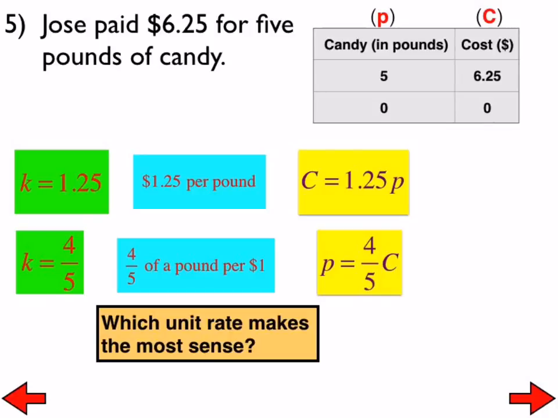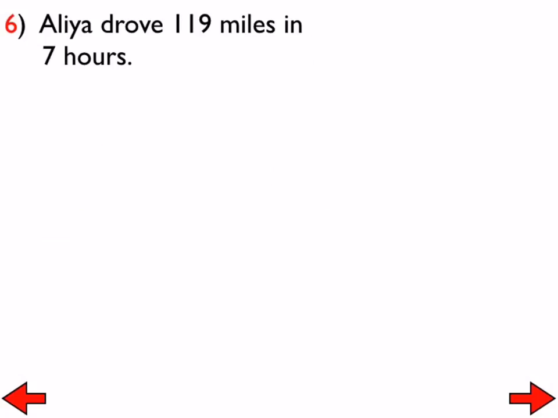And obviously, in this word problem situation, one unit rate is going to make more sense than the other. And I think it's obvious that it's $1.25 per pound. Okay? All right, I would like you to go ahead and do number 6 and number 7. And then we'll compare with our shoulder partner.